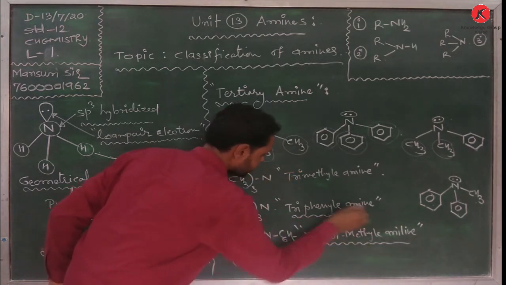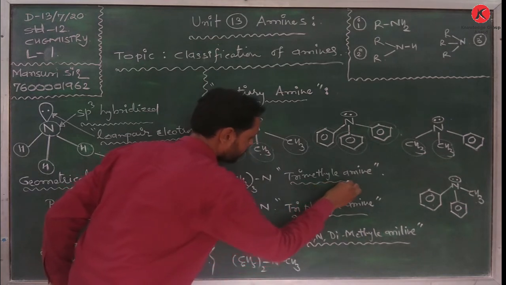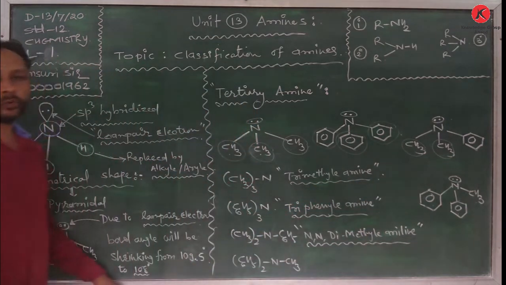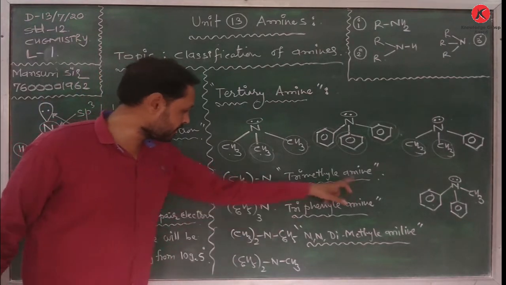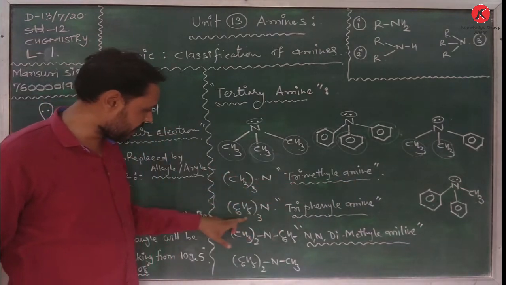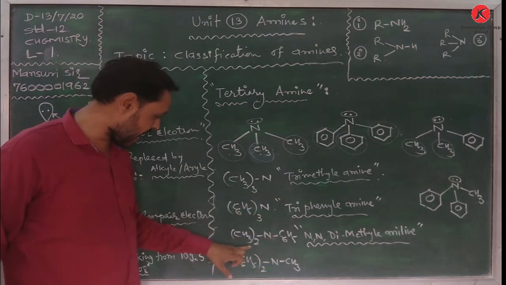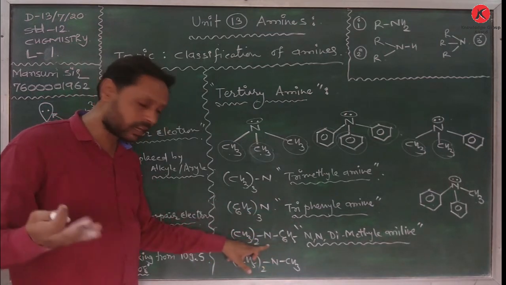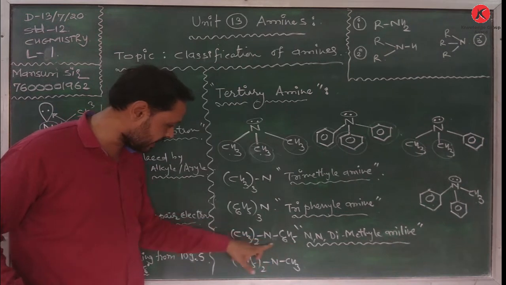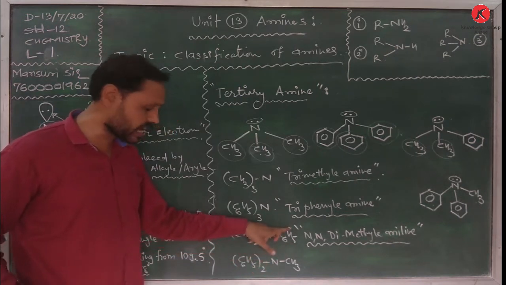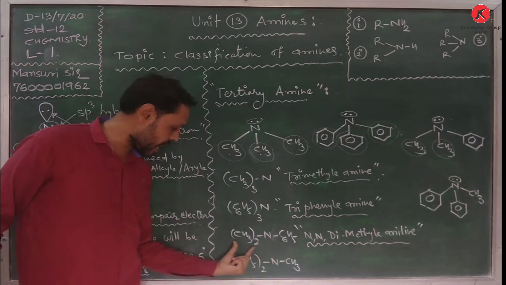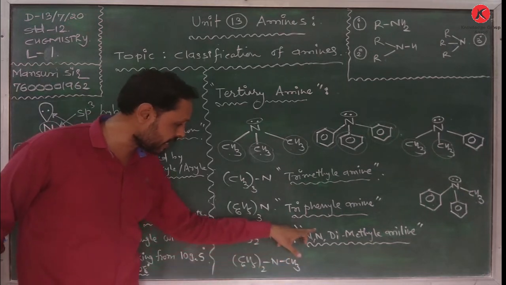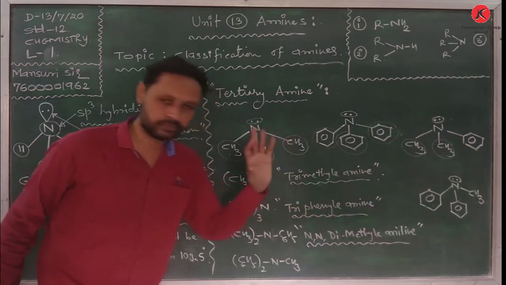You can say this is the common name. This is not an IUPAC name. The IUPAC name will be shown in another lecture. Trimethylamine is there. Triphenylamine is there. Dimethylphenylamine, or in other words dimethyl aniline, because C6H5 and N, that is why this is aniline. N,N-dimethyl aniline.